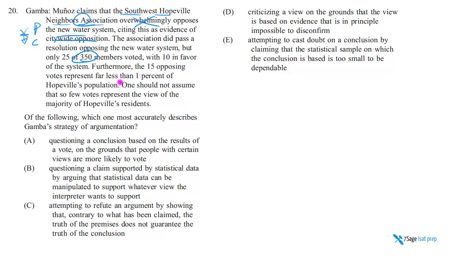He's saying, this is like this part right here. Furthermore, he's saying, I've already dismantled your argument, but even if I can concede to you your premise, even though I just wrecked it, the support still doesn't exist. Even if it's true that the association does overwhelmingly oppose the system, that's no evidence that the city opposes it, because the population is just too small.